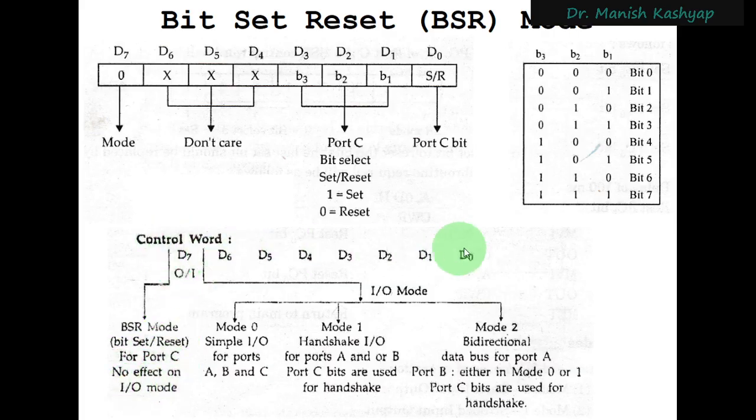So if the control word register is initialized with BSR mode, then it will have no effect on IO mode, right? Then if it is in IO mode, this bit will be 1, and IO mode further has three bifurcations: mode 0, mode 1, and mode 2. Now, before discussing the technical details of mode 0, mode 1, and mode 2, let me just tell you that mode 0 is a little bit unreliable, and mode 1 and mode 2 are reliable.